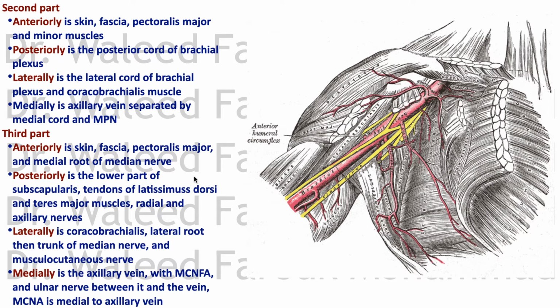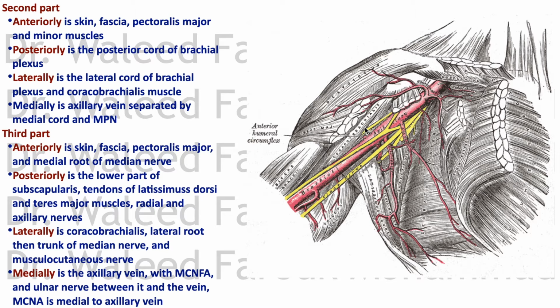Posteriorly to the third part is the lower part of subscapularis muscle, tendons of latissimus dorsi and teres major muscles, radial and axillary nerves. Now the posterior cord disappeared because only the branches remain. Laterally is the coracobrachialis muscle, the lateral root and trunk of the median nerve, and musculocutaneous nerve. This is the musculocutaneous nerve here.